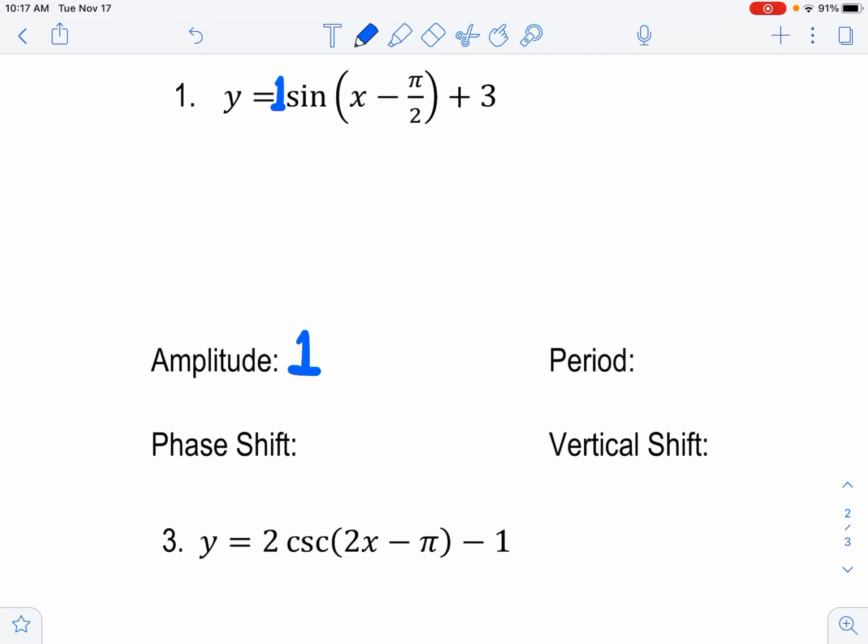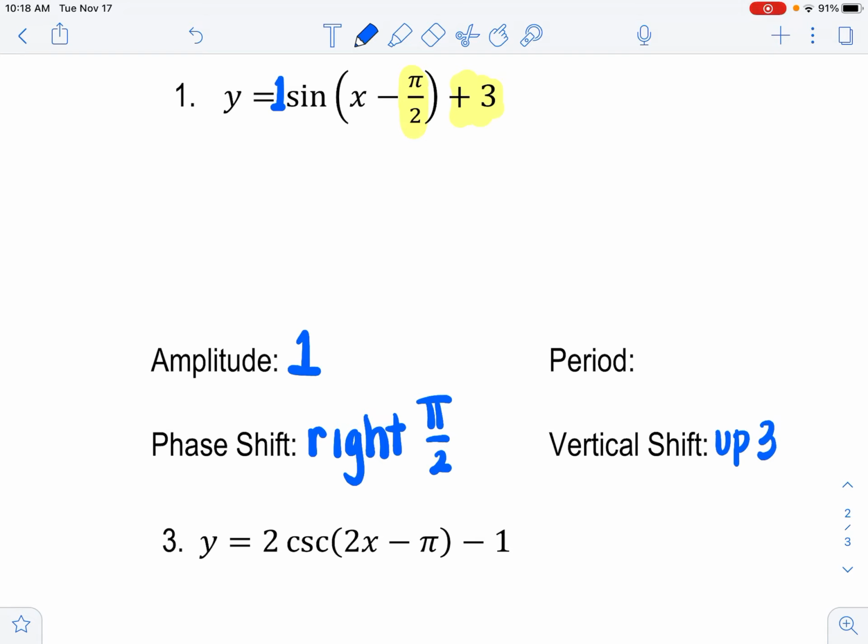Next, let's do phase shift. We're going to do phase shift, then vertical shift. We'll always do period last. All right, so my phase shift right here is pi over 2. Make sure you're using the words right or left. Since this is a minus pi over 2, this is right pi over 2. Vertical shift we'll do next. This is a plus 3, so we're going to use the words up 3. Please don't just put 3. Please don't put plus 3. Please make sure you use the word up or down with vertical, and make sure you use left or right with phase.